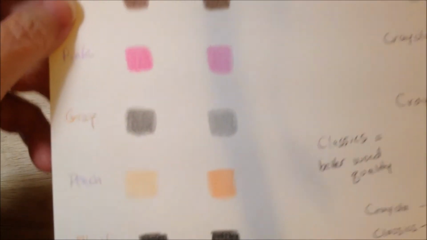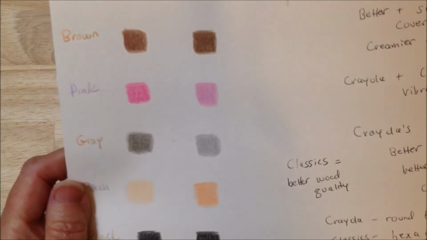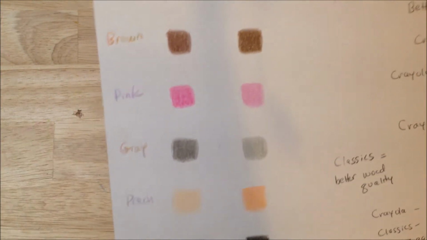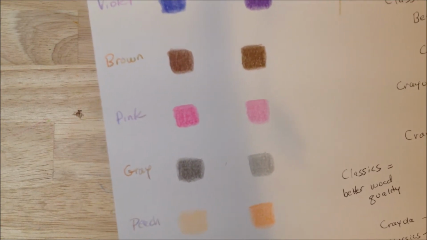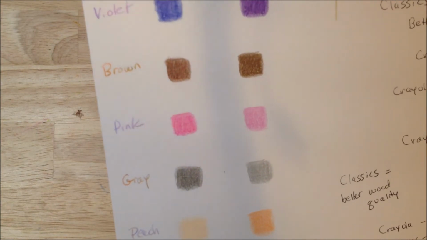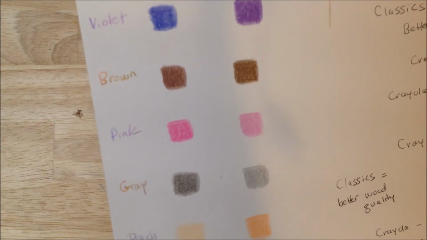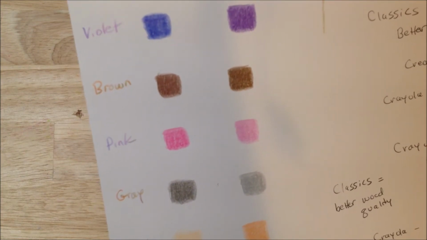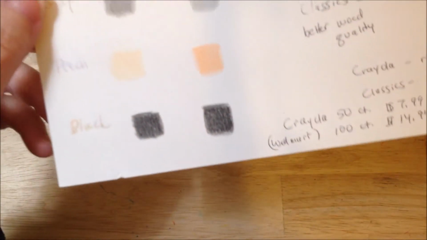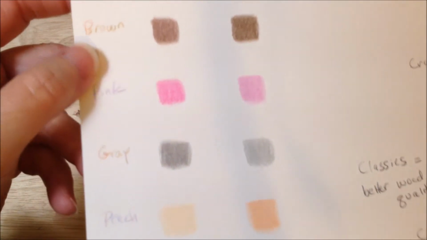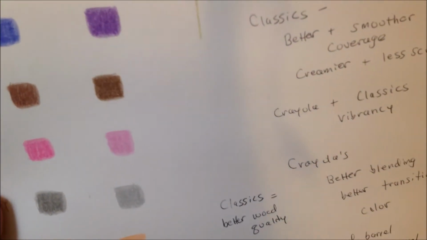Now, as far as vibrancy goes, because I only have the 36 set in the classics, I found the closest color to the Crayola that I could find. I went by the Crayola's color name and found the equivalent on the classic. The classics don't put color names on their pencils, so that's one disadvantage right there. But regarding vibrancy, I think they're about equal, and some other observations.